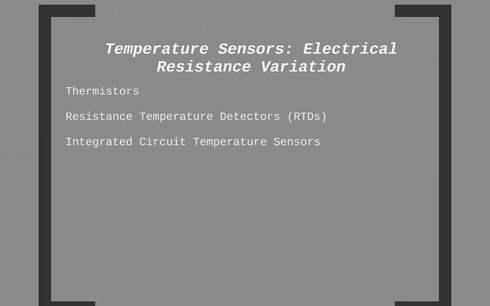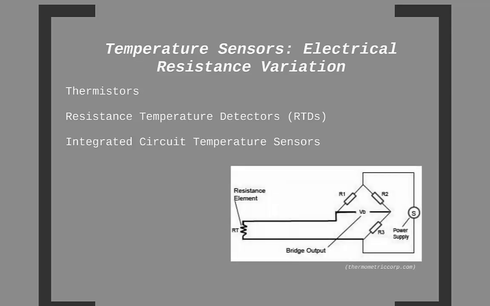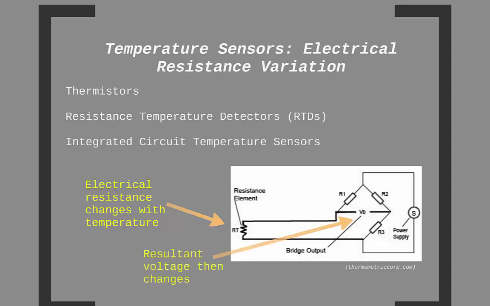There are several types of temperature sensors that make use of the fact that some devices can have a change in their electrical resistance when they are operating at different temperatures. Sending a current through such resistors and measuring the resultant voltage change can be used as an indicator of what temperature the resistor must be exposed to. Thermistors, resistance temperature detectors, and integrated circuit temperature sensors are all technologies which make use of this phenomenon.